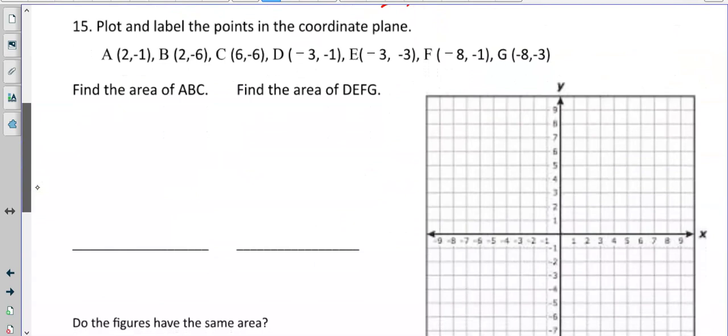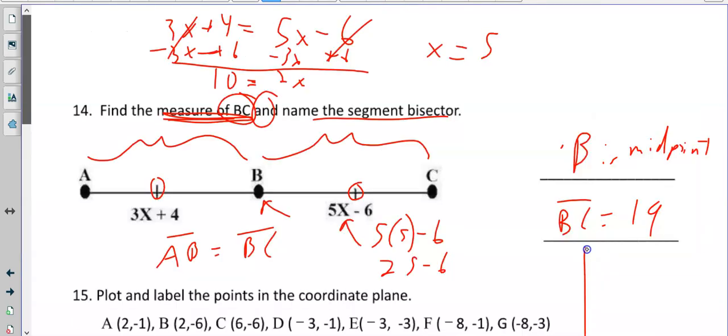All right, plot and label these points. So 2, negative 1. So here, 2 to the right, down 1.